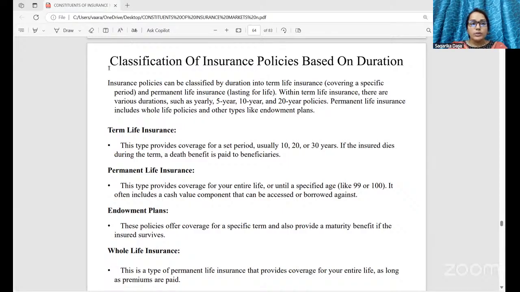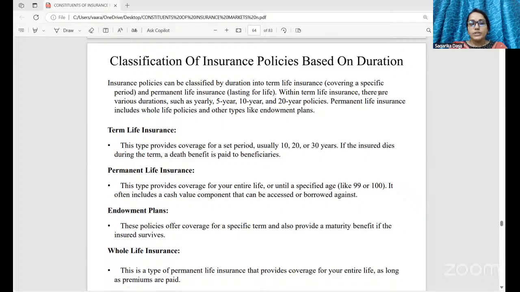Now, today's topic we are going to discuss is the classification of insurance policies based on duration, that is, based on the time. Insurance policies can be classified by duration into term life insurance covering a specific period and permanent life insurance lasting for the life of a person. Basically, classification by duration is meant for life insurance policies. If it covers a specific period of time, that is considered term life insurance, and if it covers until the end of a person's life, that is considered permanent life insurance.